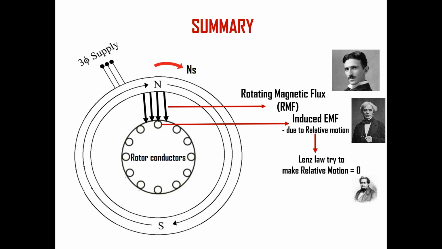This induced EMF will oppose the very cause producing it. This is because of Lenz's law. Lenz is the man behind it. So it will try to make the relative motion zero. To make the relative motion zero, the rotor will also rotate in the same direction as the rotating magnetic flux. Since the rotor will never reach the speed of RMF, there will be a slip speed, s into ns, which is equal to the difference of synchronous speed and rotor speed.